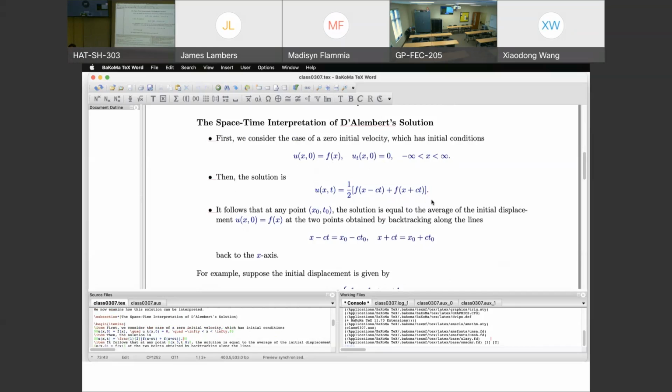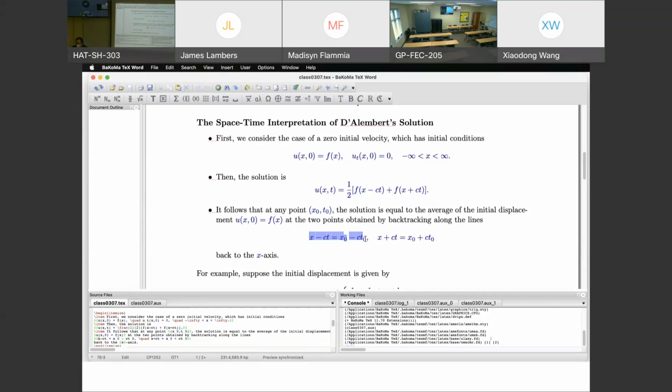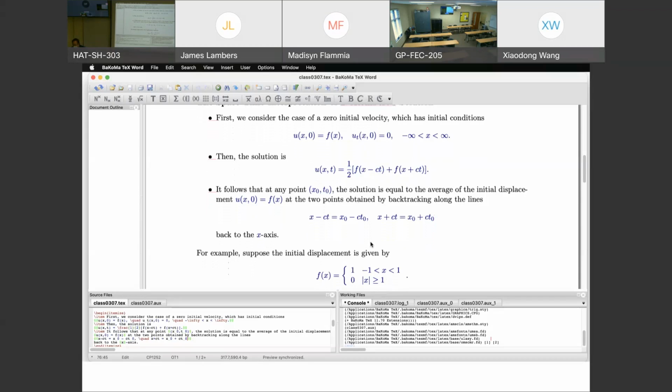So that's the idea of how a solution behaves. To find a solution at any point x, t, what you can do is start from a point x, t and then navigate along these two lines. x minus ct is equal to x naught minus ct naught, x plus ct is x naught plus ct naught. So it turns out that the solution at a point x, t comes from the initial data at a point x naught, t naught. And I'll show you graphically what that means in a moment.